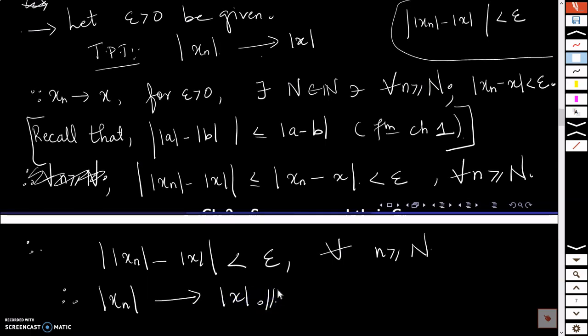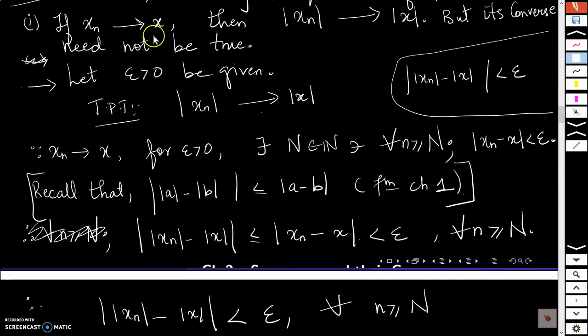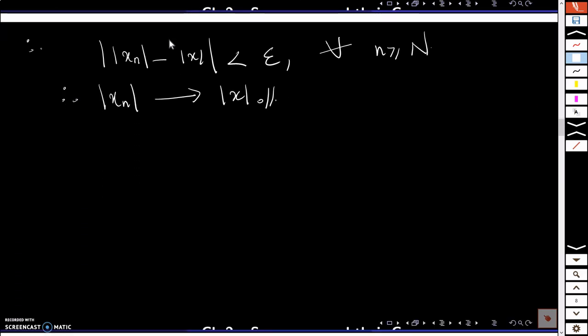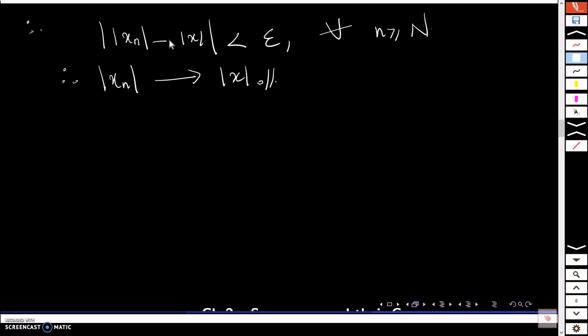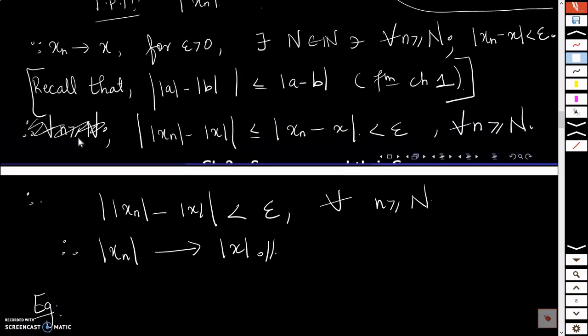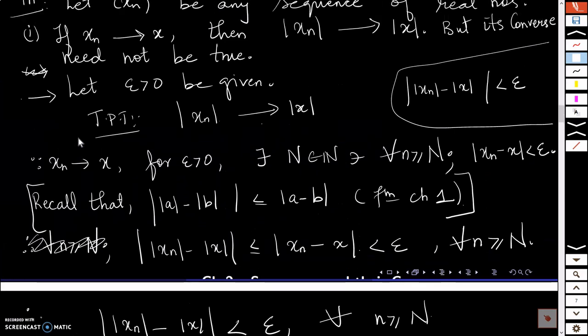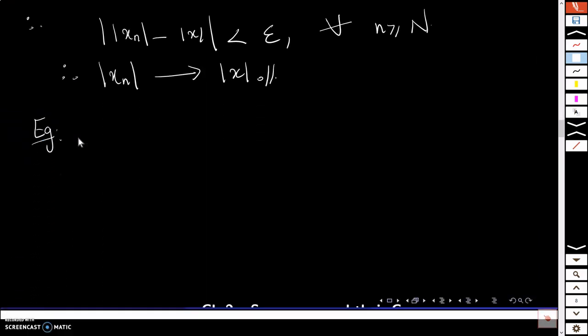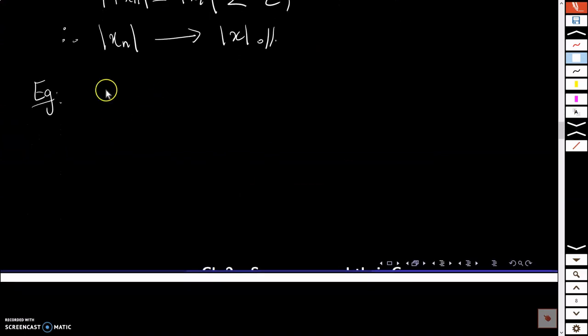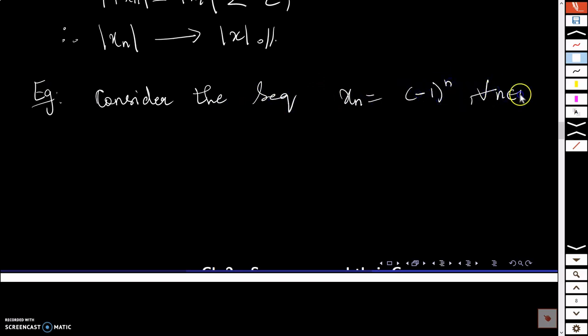So if the sequence xn converges to x, then modulus of xn will converge to modulus of x, right? But the converse need not be true. So we have to give an example in which the converse is not true. We have to choose a sequence in which mod xn converges to mod x, but xn does not converge to x. All right, so consider the sequence xn equal to minus 1 raised to n for all natural numbers n.